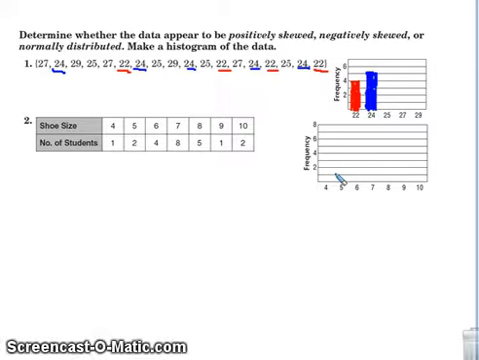So if we have 25, we have 1, 2, 3, 4. 27 is going to be 1, 2, 3.